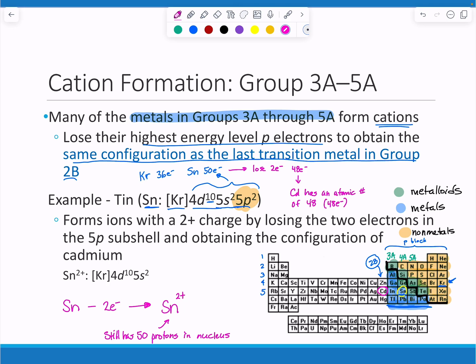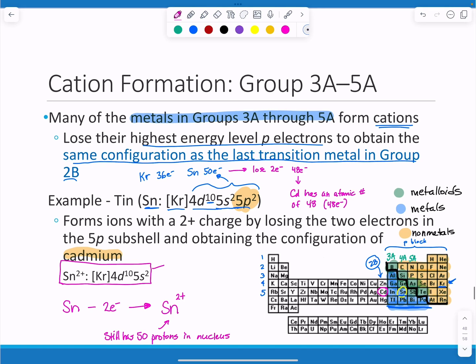All right, and so this is what the electron configuration in noble gas notation would look like for the tin ion, the cation. It is going to wind up being isoelectronic with cadmium. It's going to have the same number of electrons as cadmium. So the Sn2+ ion is isoelectronic with cadmium.